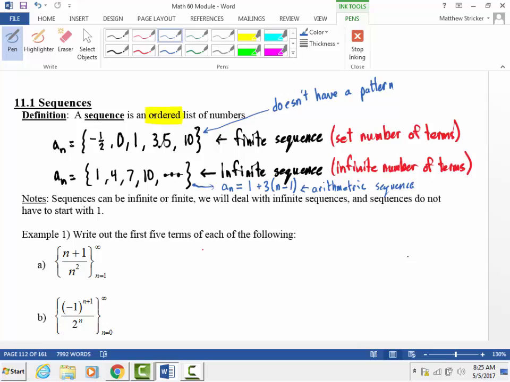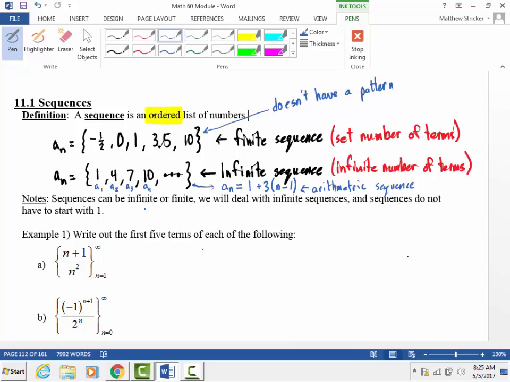I have a little note here. As I said, sequences can be infinite or finite. We're going to deal with infinite sequences. And then another little note, sequences don't have to start with 1. They could. I chose to start this one with 1. However, this one didn't start with 1. It doesn't have to be that way. That also means that if I define the terms as A1, A2, A3, A4, and so on, in other words, the first term, second term, third term, fourth term, you could choose to skip the first couple terms in a sequence and start, say, with that one.